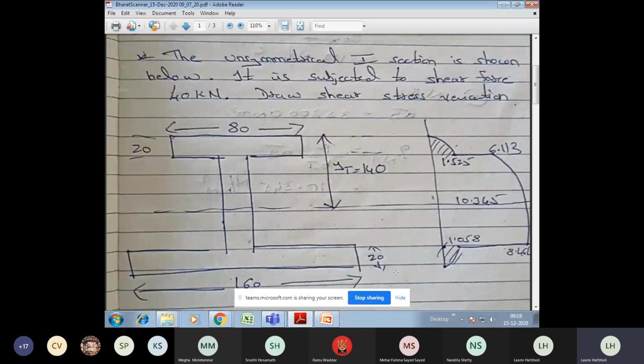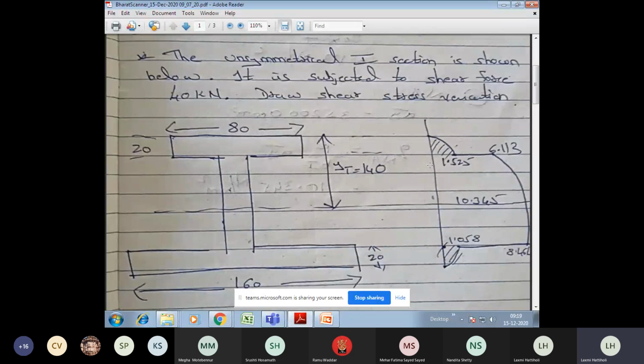So this is an unsymmetrical I section. Now at this stage, you know how to calculate inertia, so I'll not repeat that calculation now. We have discussed how to calculate inertia for an unsymmetrical I section. First, locate the neutral axis from YT or YB, then proceed with the inertia calculation.